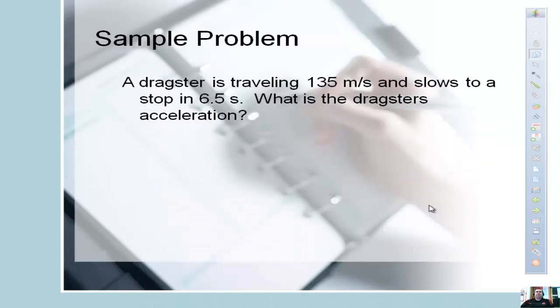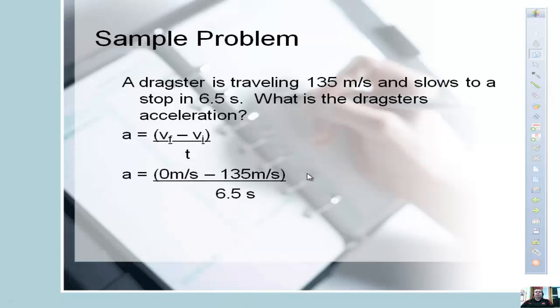If we look at a drag race car, it says it's traveling at 135 meters per second, slows to a stop in 6.5 seconds. What is the dragster's acceleration? Again, I'm going to take VF minus VI. Now you might look up there, VF, VI, T, that's three variables. Why do I only have two numbers here? I do actually have three. It says that the car slows to a stop. Stop, that's going to be my VF. That's going to be 0. So when I look at the numbers, 0 minus 135 gives me negative 135. Dividing it by 6.5, I end up with an answer of negative 20.77 meters per second squared.